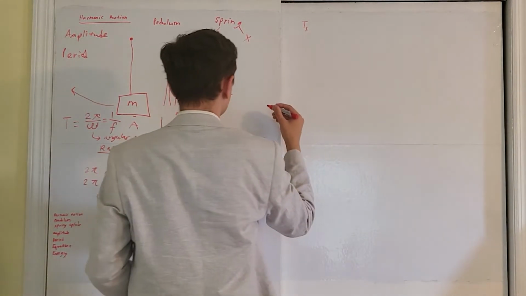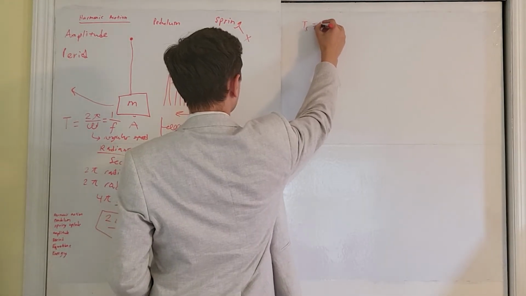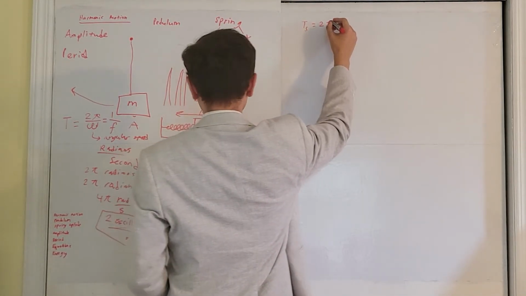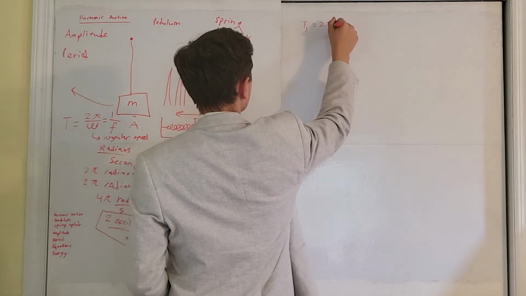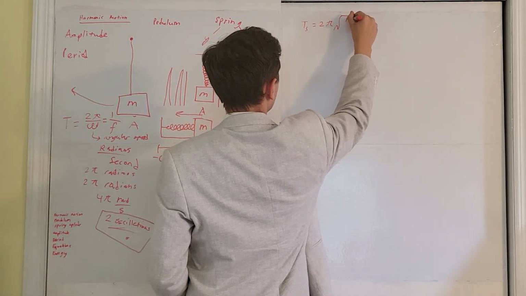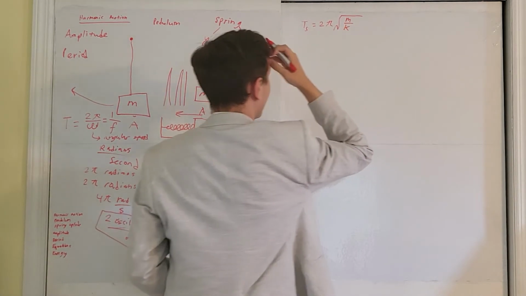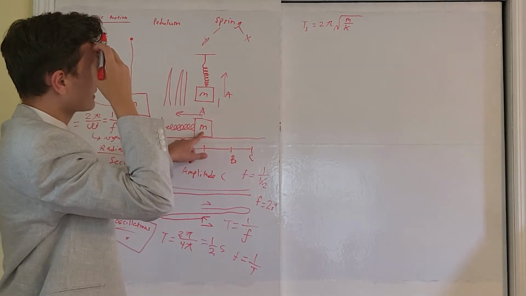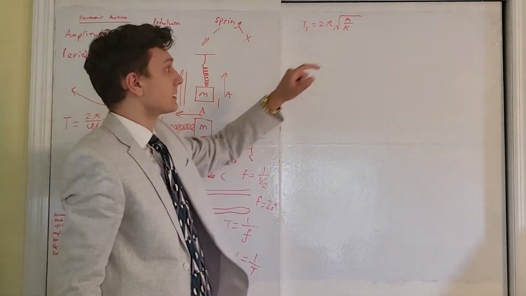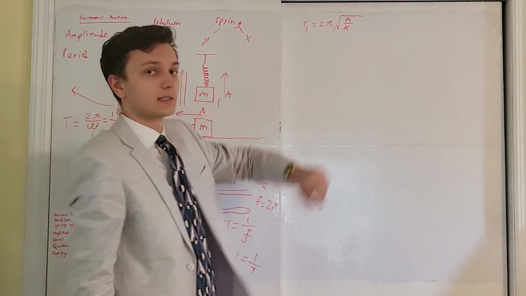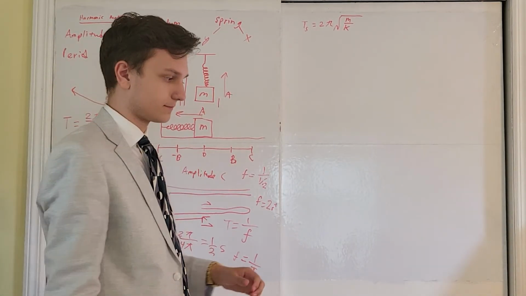The next equation on your sheet is going to be T sub s, which is the period of a spring. Period of a spring equals 2 pi multiplied by the radical of m over k, wherein m is the mass of your object, 2 pi is a constant, as we've discussed, and k is the spring constant of the spring.